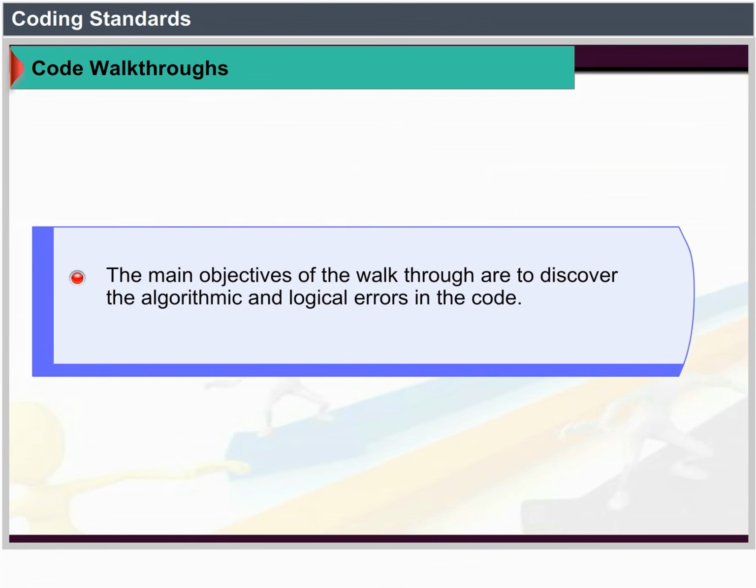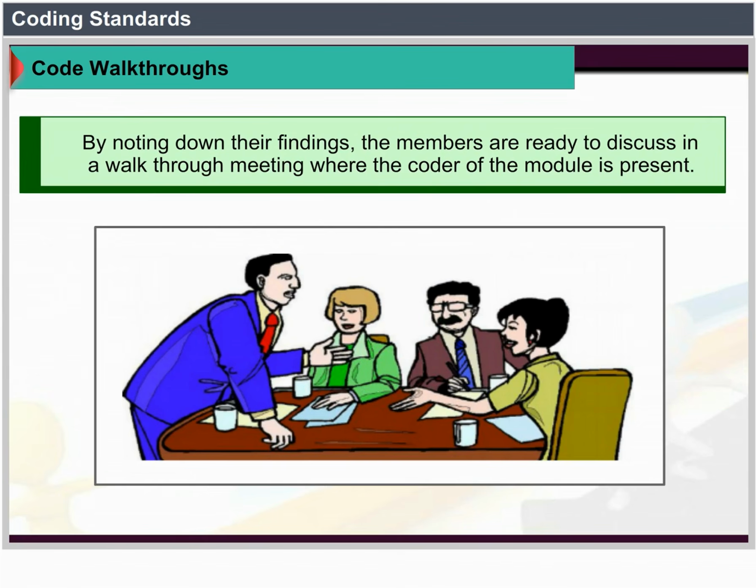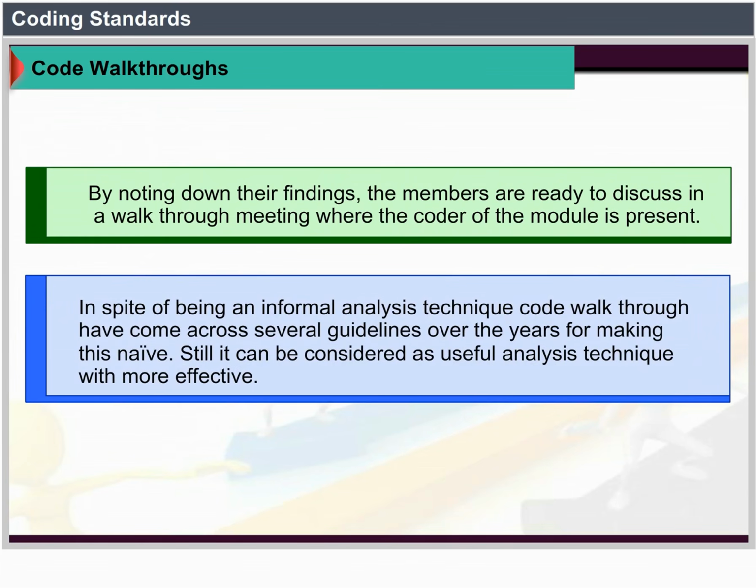The main objectives of the walkthrough are to discover the algorithmic and logical errors in the code. The members note down their findings to discuss these in a walkthrough meeting where the coder of the module is present. Even though a code walkthrough is an informal analysis technique, several guidelines have evolved over the years for making this naive but useful analysis technique more effective.